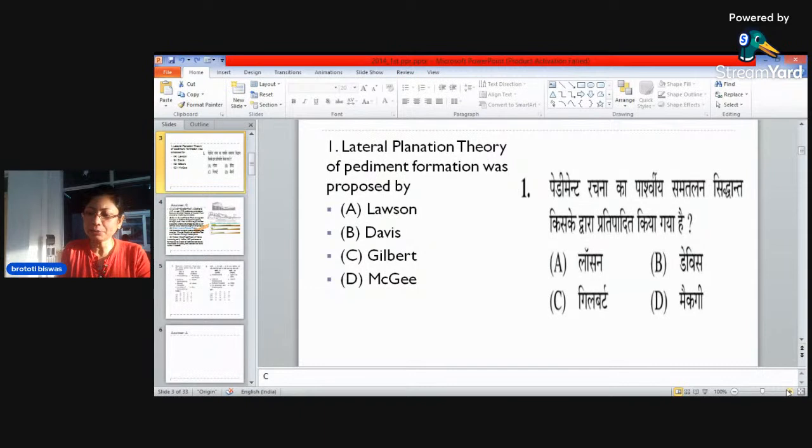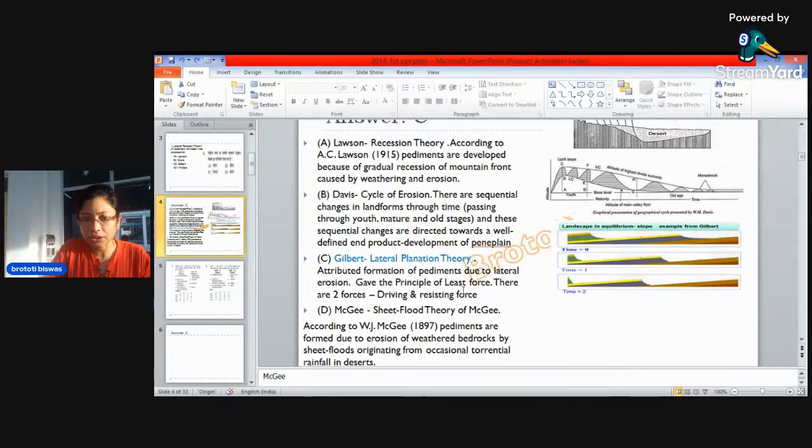The question over here is, the lateral planation theory of pediment formation was proposed by. These are the four options that have been given, and I have already told you the correct one. I guess things are all right now. If I am audible and the screen is visible and all the slides are moving, great. I hope things remain like this. I had told you the reasons for this, so if you could please go through the various reasons.